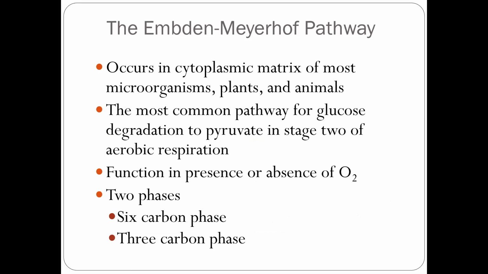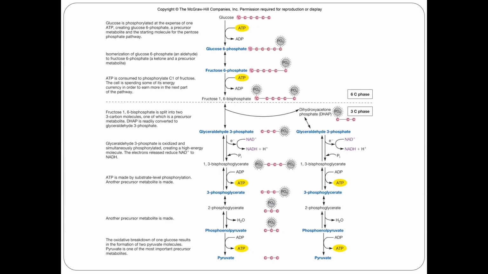There are two steps of aerobic respiration. This process is functional in the absence of oxygen. There are two phases, a 6-carbon phase and a 3-carbon phase. Now I'm going to skip this one because I already talked about it on the blackboard, how many we generate. Mainly we're not going to talk about these enzymes. What's important is that at the 6-carbon phase, 2 ATP are used, and at the 3-carbon phase, 4 ATP are generated through substrate level phosphorylation.